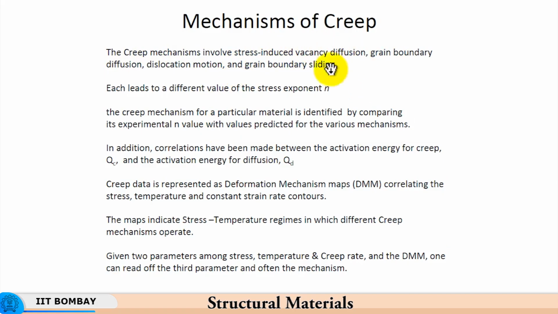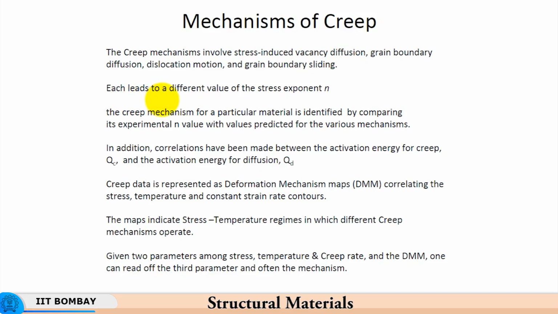So, vacancies are the ones which diffuse. They get generated at the grain boundary, and then they diffuse across the lattice, or in the grain boundary itself. Then there is dislocation motion, and then there is grain boundary sliding. So, there are a number of mechanisms of creep: stress induced vacancy diffusion is one, stress induced grain boundary diffusion is another, dislocation motion is third, and grain boundary sliding is the fourth mechanism.